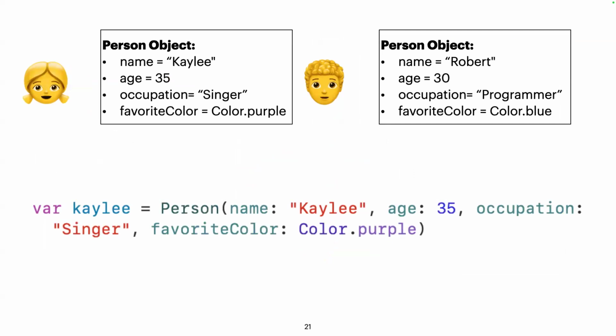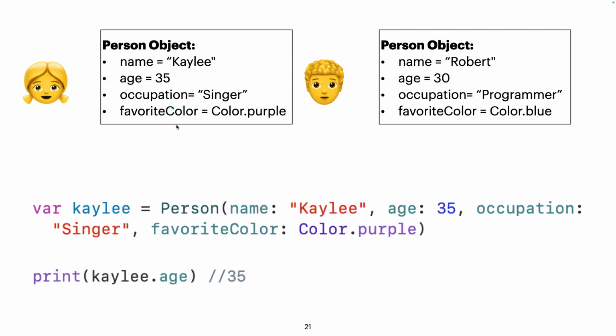So how do we do this? Well, we could use the constructor. We could create a variable called Kaylee and then call the Person constructor. We could say Person, followed by the parameters, so we set the name, age, occupation, favorite color, sort of like a function. This is a unique kind of function.